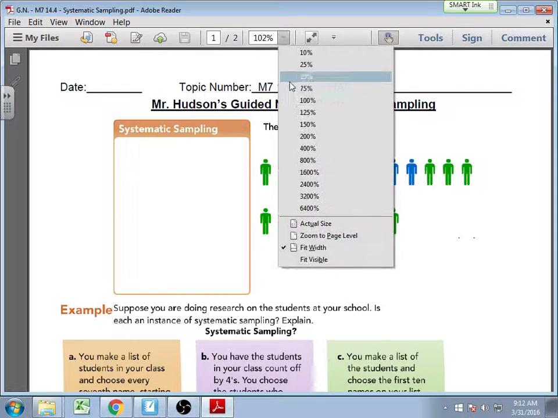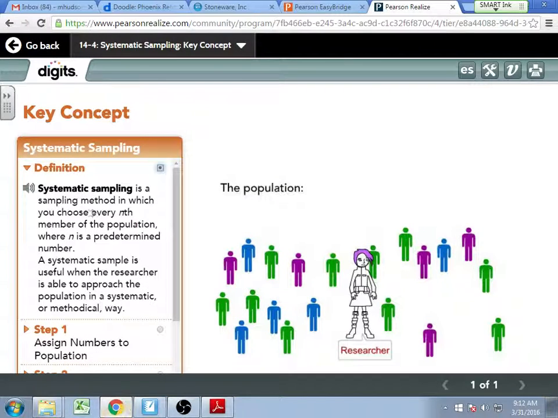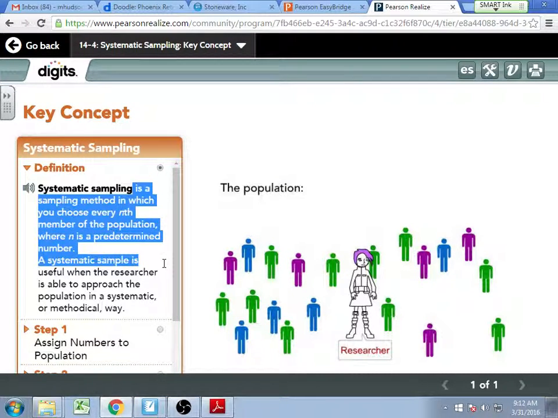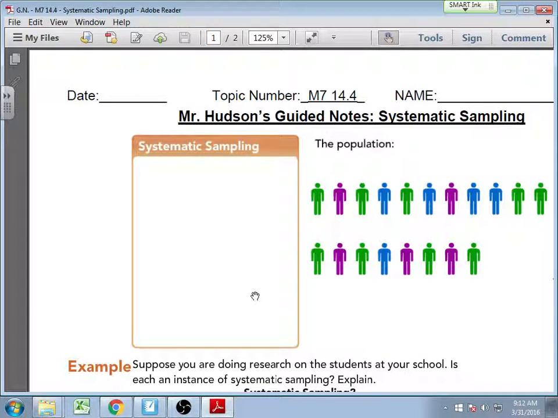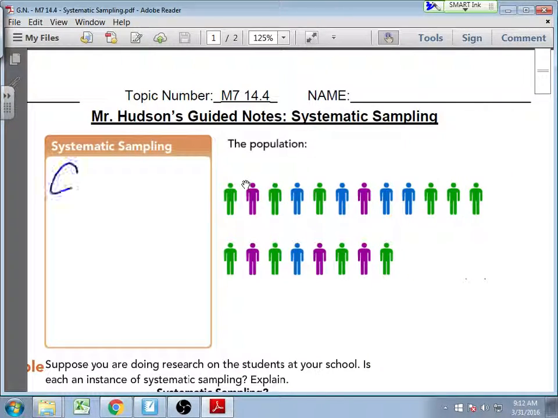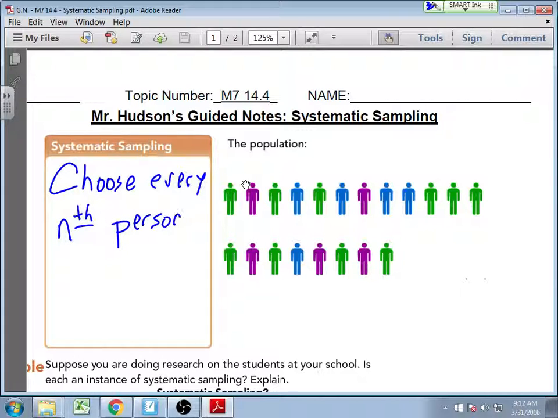So here in your box, you want to write that systematic sampling, like it says right up here. You don't have to write the whole thing, but it says, is a sampling method in which you choose every nth member of the population. N is a predetermined number. So here on your notes, choose every nth person is really all you need it to say. Choose every nth person. Does N stand for number? N would be any number that you decide. So you could choose every second person, every third person.